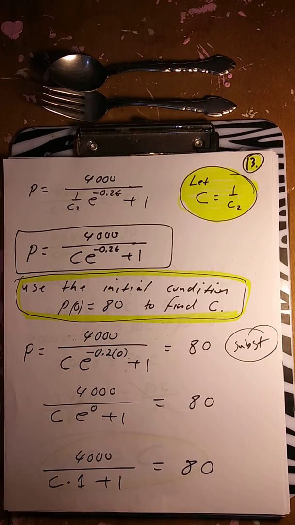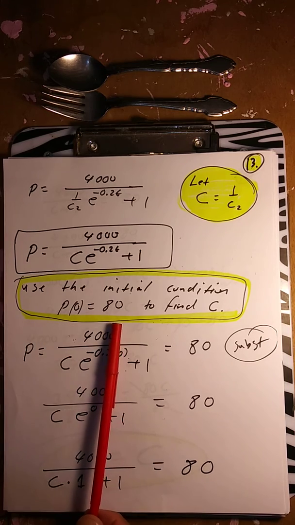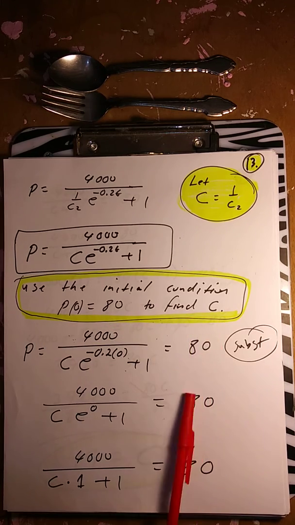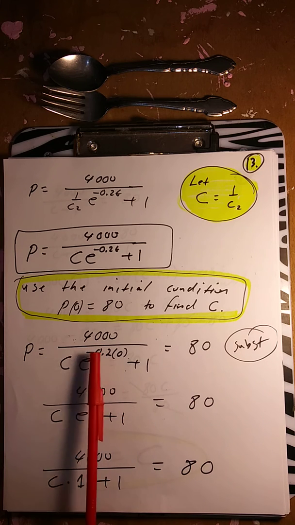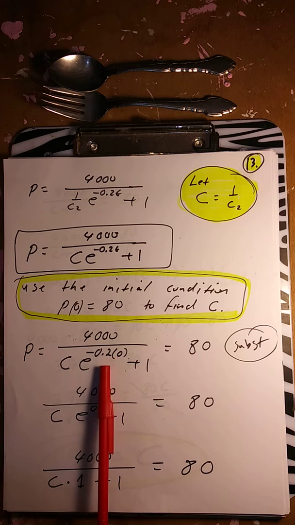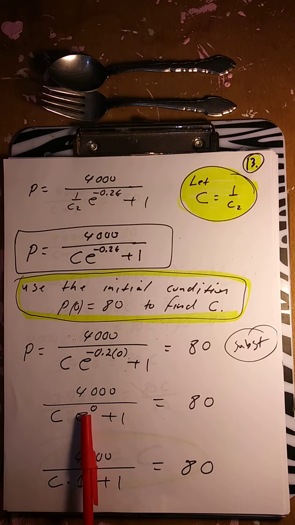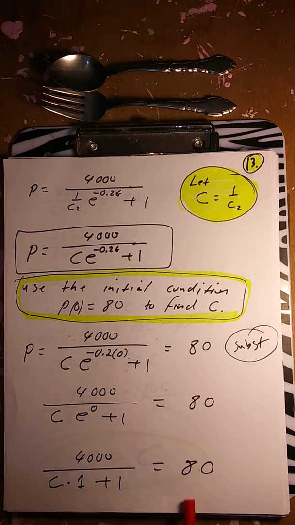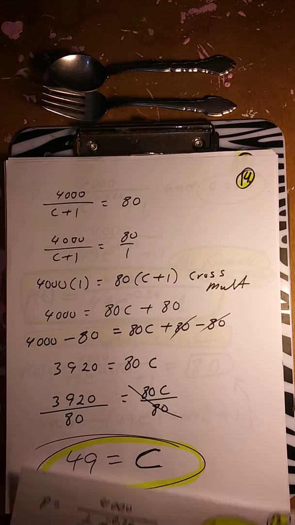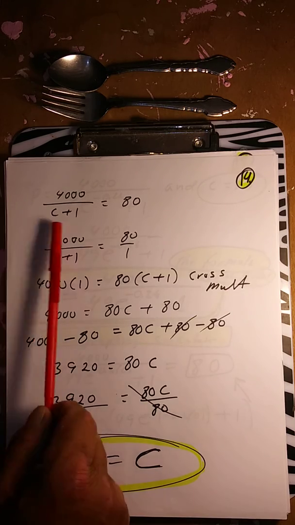Now, let's use the initial condition of the differential equation that P of 0 is 80 to find letter C. So let's put a 0 in there, 0 for the t. So 0 times that is 0. E to the 0 is a 1. 1 times that is C. So this is going to be C plus 1 on the bottom equals 80. So 4,000 over C plus 1 equals 80.